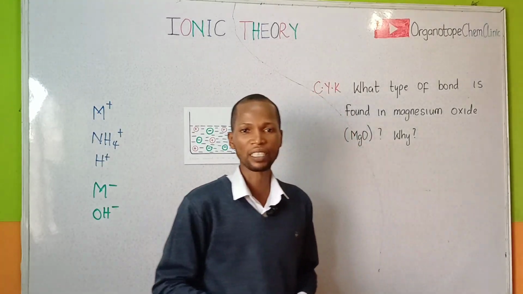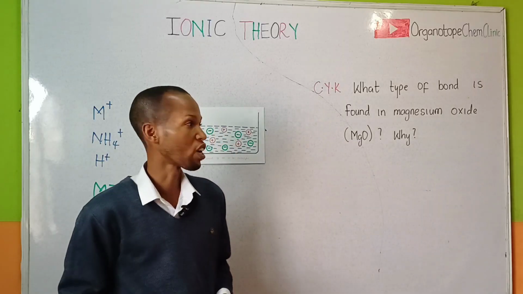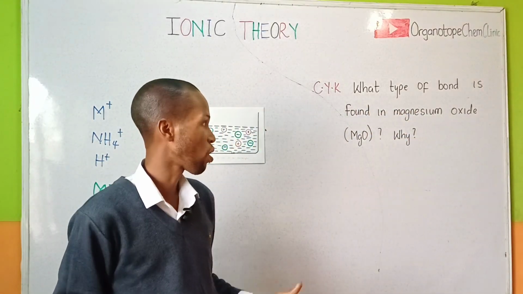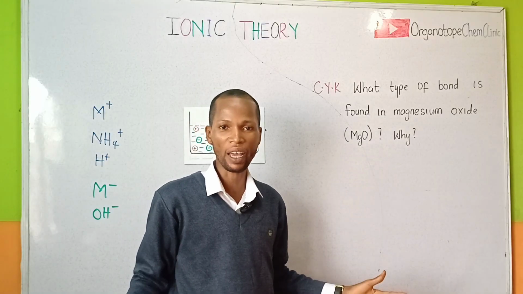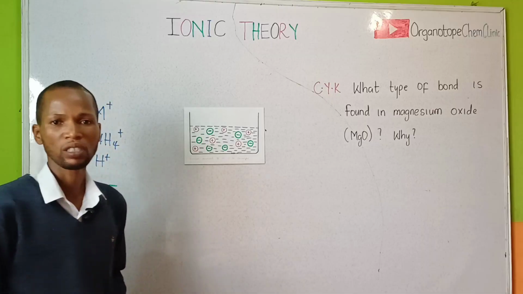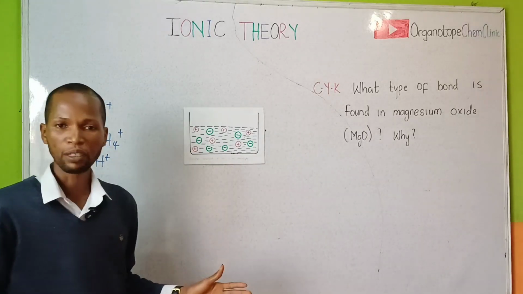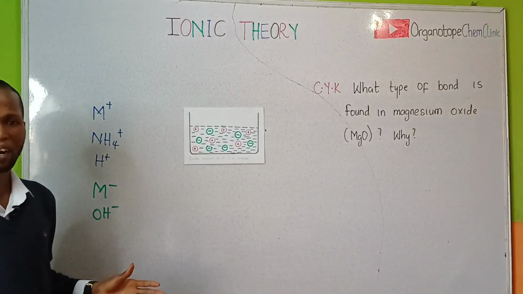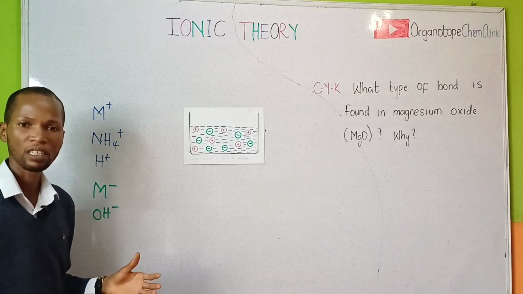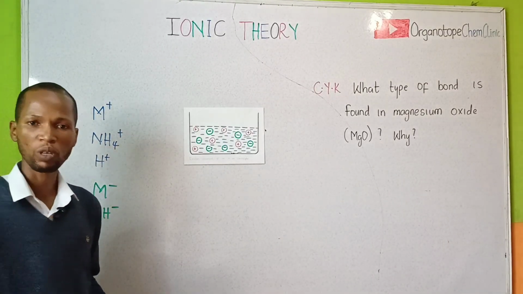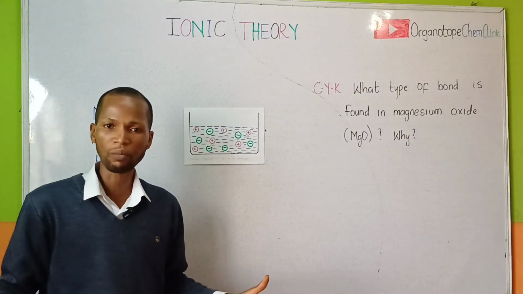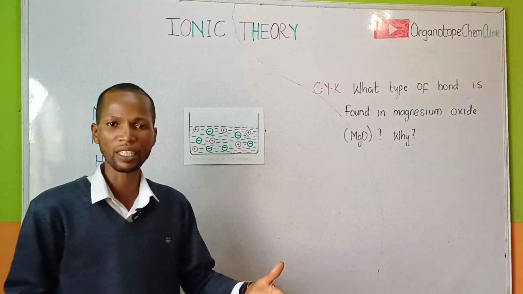Moving on, we have another CYK question right here. Check your knowledge. What type of bond is found in magnesium oxide, MgO, and why? Before we consider this question, we need to understand how bonds are formed between atoms. In bond formation, there is always an interaction between the metal and the non-metal. The metals tend to exchange electrons with non-metals. The metallic atom will lose electrons, while the non-metallic atom will gain electrons.